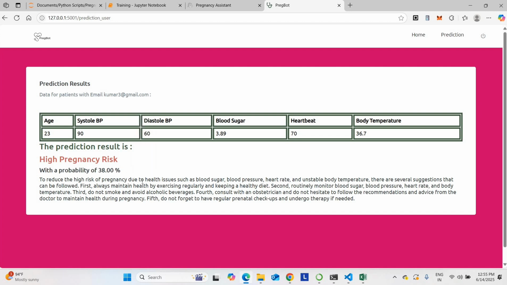Due to this, you are having major issues in blood sugar as well as blood pressure. So your body is unstable, and you are getting unstable body temperature. There are several suggestions to avoid this. It's suggesting that you should consult the doctor immediately. Don't hesitate to follow the doctor's recommendation as well as advice. You should not forget that. Go for therapy as well as regular checkups. You can check with any data over here, it will give better results. You can give any data, there is no need to give only this data.